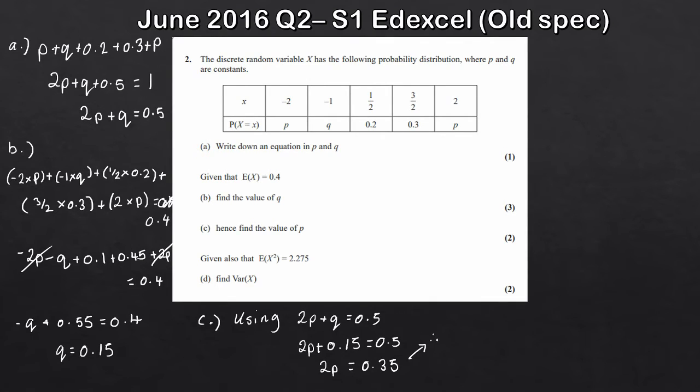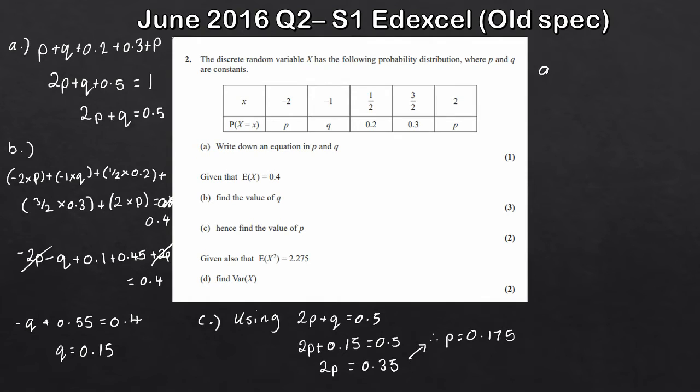So therefore, p is equal to 0.175. As easy as that, you're just using your formula that we got, so 2p plus q is equal to 0.5, and then sub your q value in, and just solve from there for p. So that's p equals 0.175.